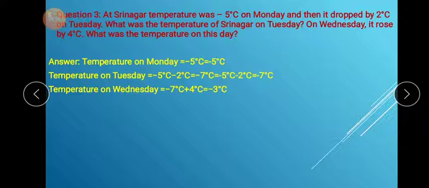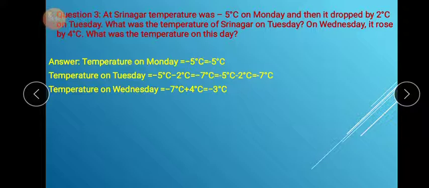So Monday was -5 and Tuesday 2 degree less, that is -5, -6 and -7. So temperature on Tuesday was how much? -7. Okay, second part of the question. On Wednesday, it rose by 4 degree. So again on Wednesday, it increased. Increased by how much? Increased by 4 degree.